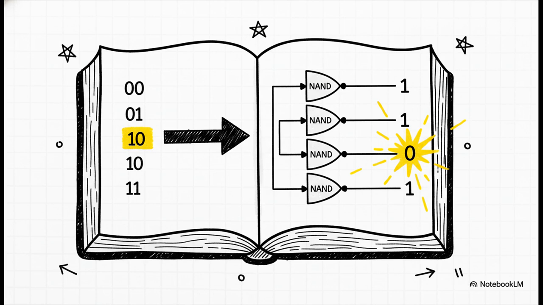And you see this in practice everywhere. Take a decoder, for example. Think of it like an address book for your computer's memory. It helps find the right spot.